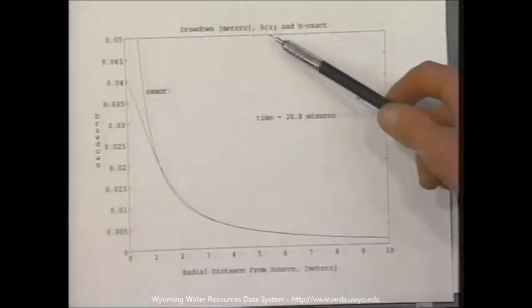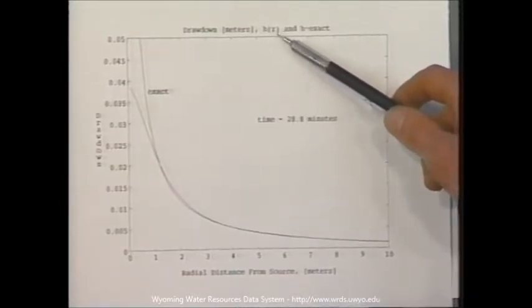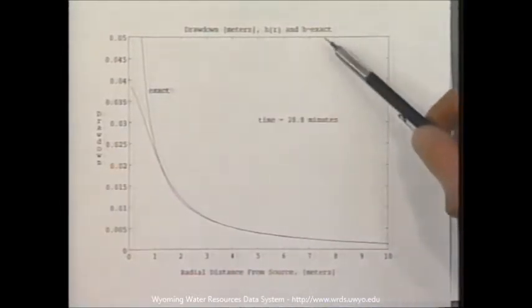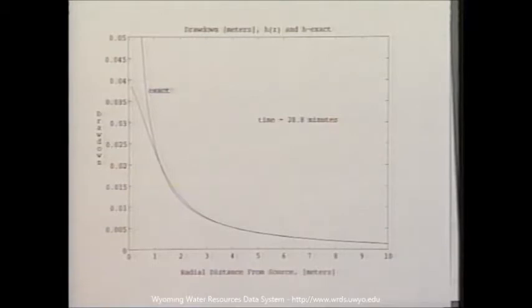This is a function of head with elevation and the exact solution. The time is 28.8 minutes from the start. As you can see, after 3 meters from the source, you're essentially right on the line.